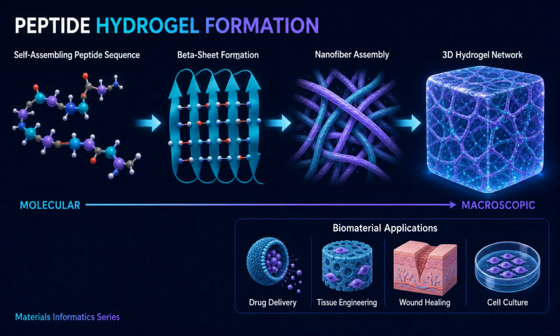The self-assembly process proceeds hierarchically. Individual peptide molecules with alternating charge patterns first form beta sheets through hydrogen bonding. These sheets stack into nanofibers, which entangle to create a 3D hydrogel network. This biocompatible scaffold can encapsulate cells for tissue engineering or drugs for controlled release.